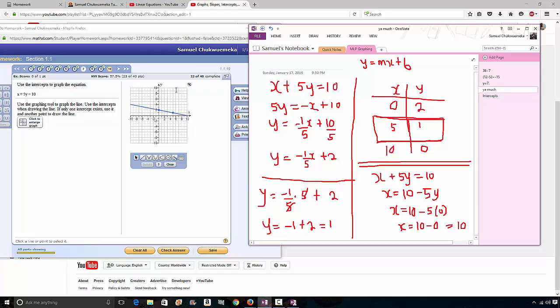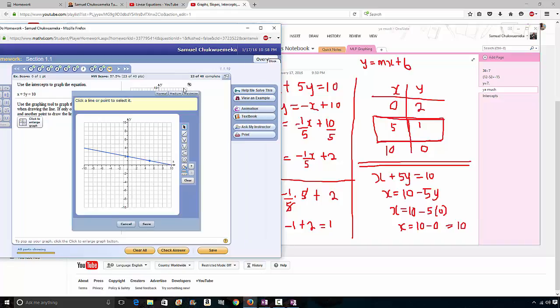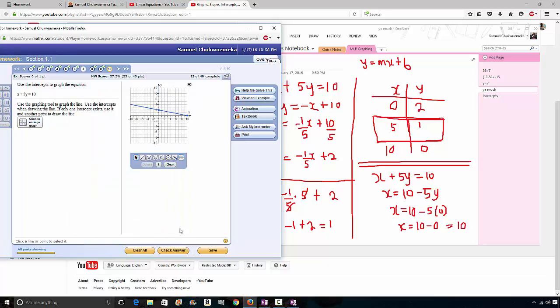Okay, so this should work now. Let me get back my stuff and clear this. So I get my line: 2, 0 is right here, good, and the other one is 10, 0. There you go. I save and I check answer. And this works now. Okay, got my lesson right. The next one, use the intercepts. Got you. So let's do this one.